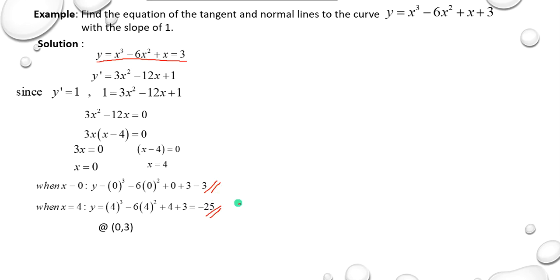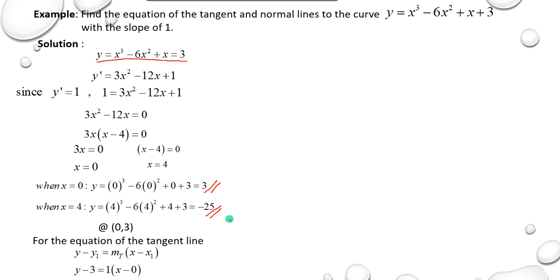At the point 0 and 3, which is x equals 0 and y equals 3, for the equation of the tangent line, we have y minus y sub 1 equals m t times x minus x sub 1. We plug in the values: y minus 3 equals 1 times x minus 0. So we have the equation of the line: y equals x plus 3.